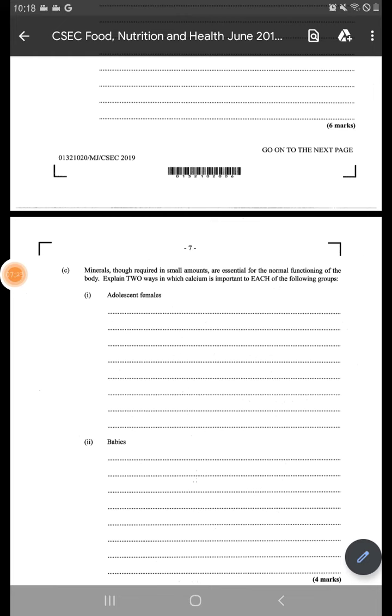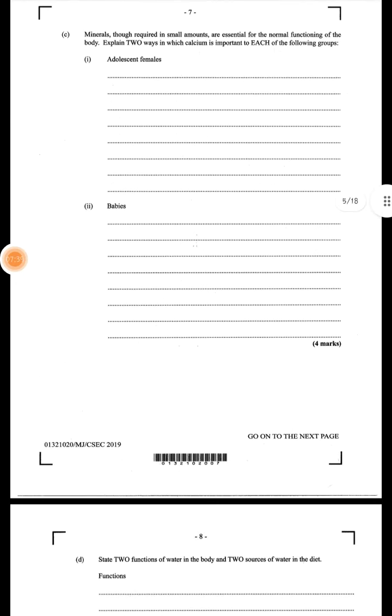For the adolescent females, they need this to maintain and build healthy bones and to assist in muscle contractions. And for the babies, simply put, they need calcium in their body to prevent rickets. Do we all know what rickets is? Drop it down in the comments below and let me know.